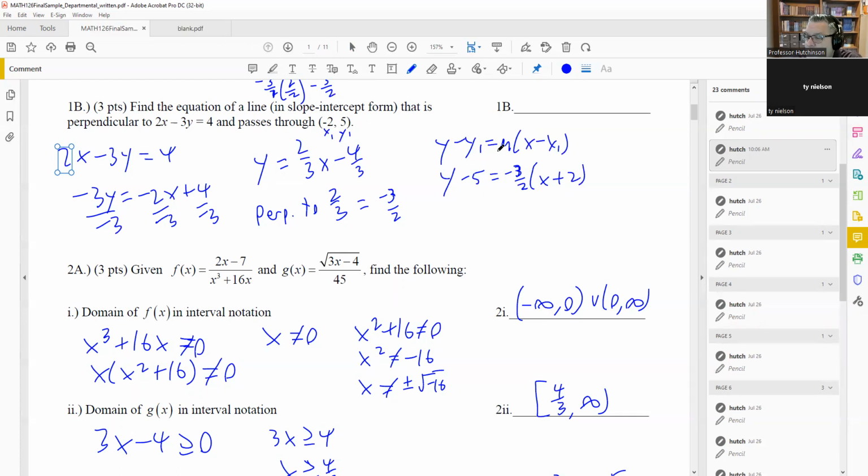So now, because it wants slope intercept form, you want to solve for y. Negative 3/2 x. Negative 3/2 times the 2, the 2's will cancel. You'll get negative 3. And then just add 5 to both sides. Your final answer is going to be negative 3/2 x and then plus 2. And that would be your answer in slope intercept form. This means it's y equals mx plus b form there.